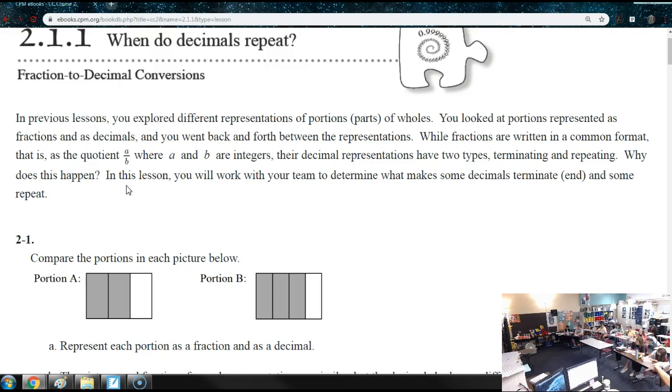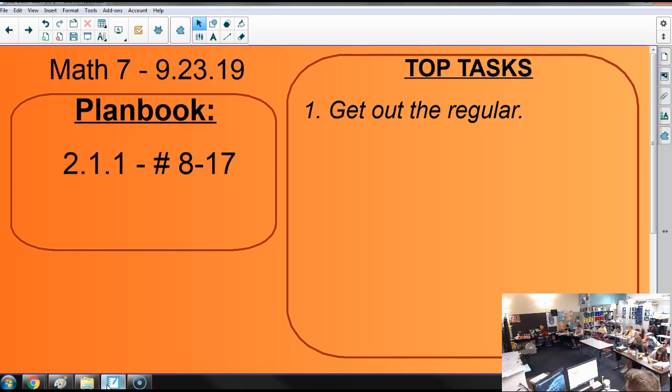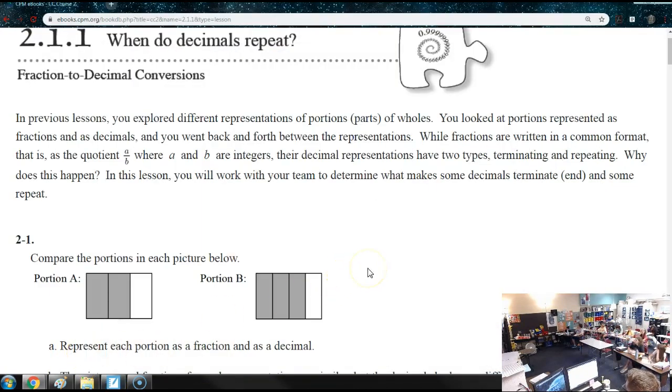I need to change the homework board over there, so my apologies. Again, it was 8 through 17, I believe, and we'll try to get to some of these. 8 through 17. I still need to take a picture of it.